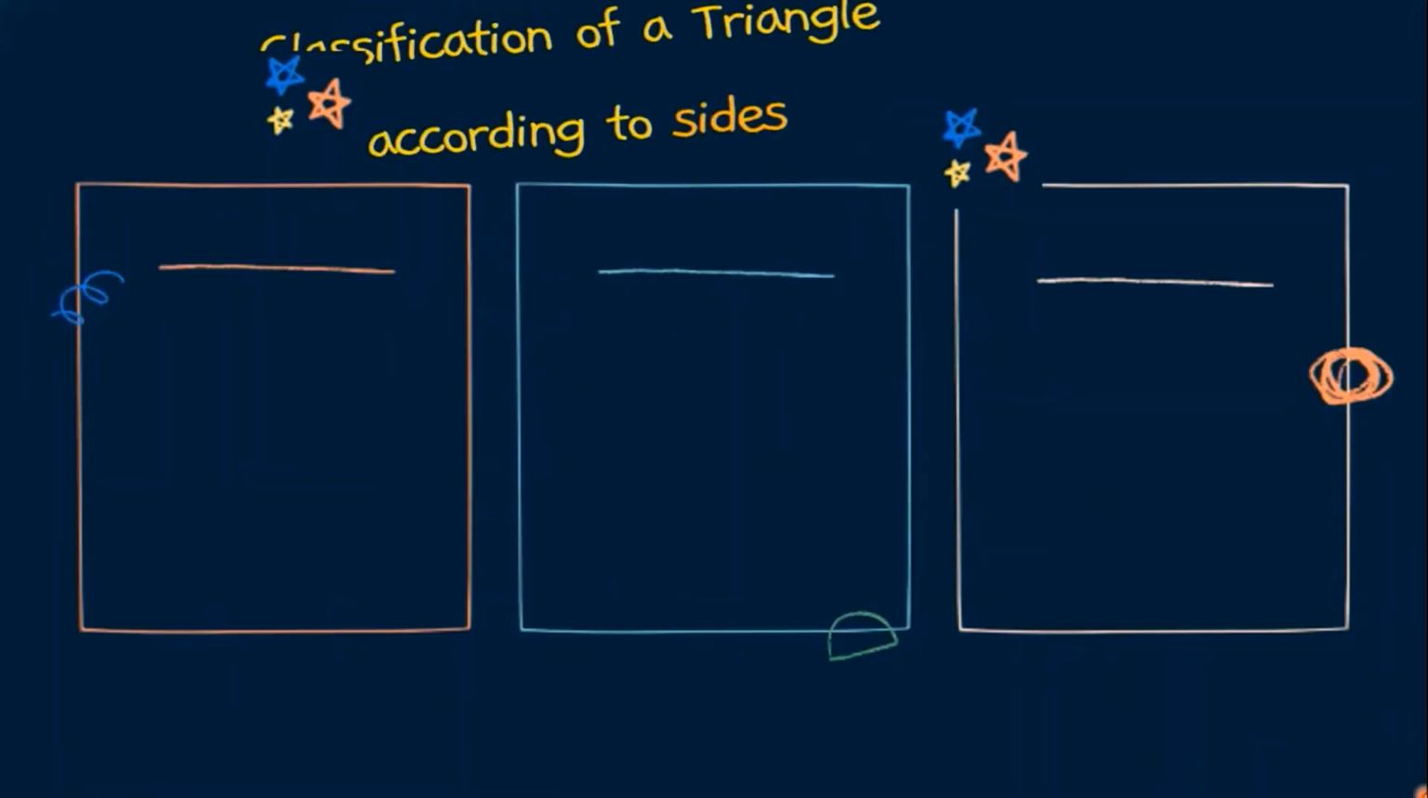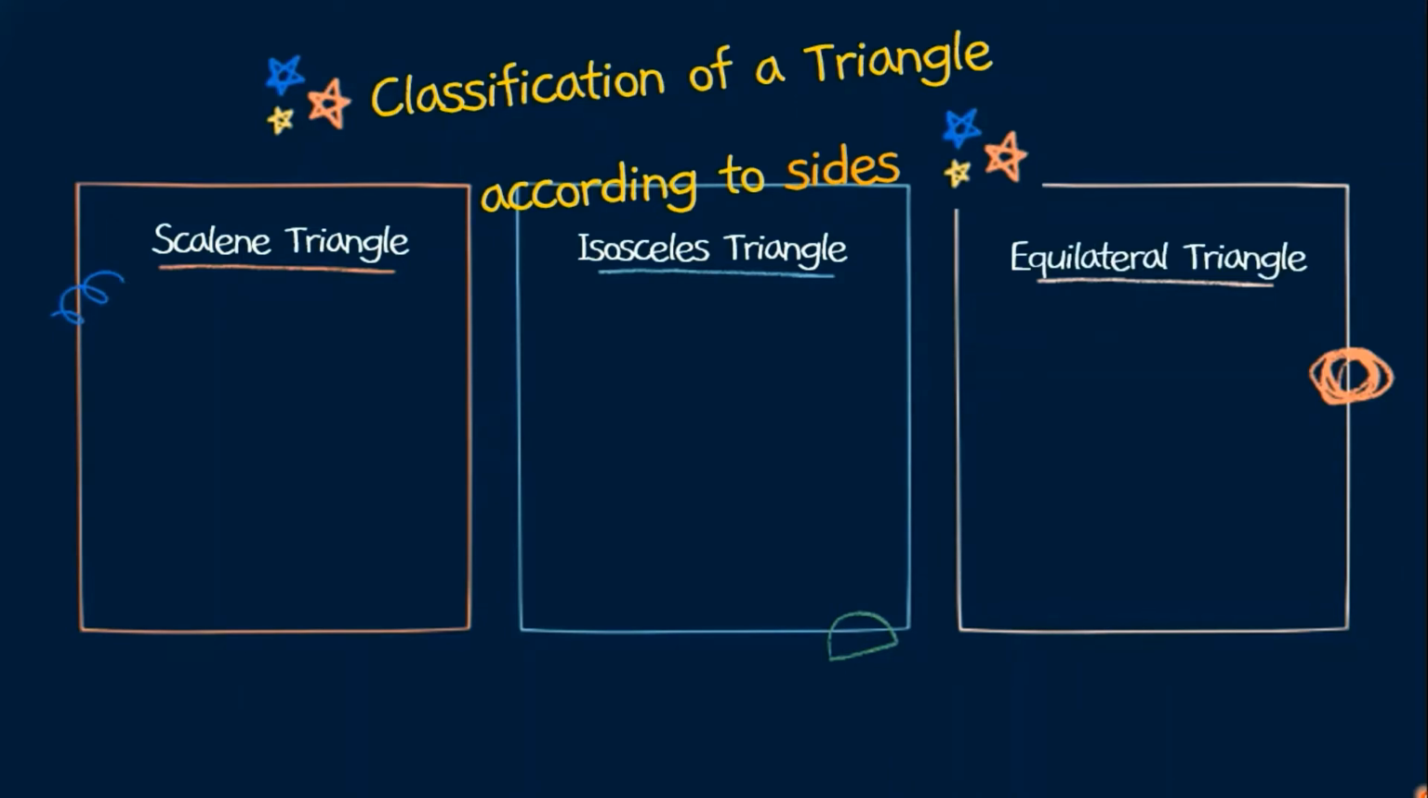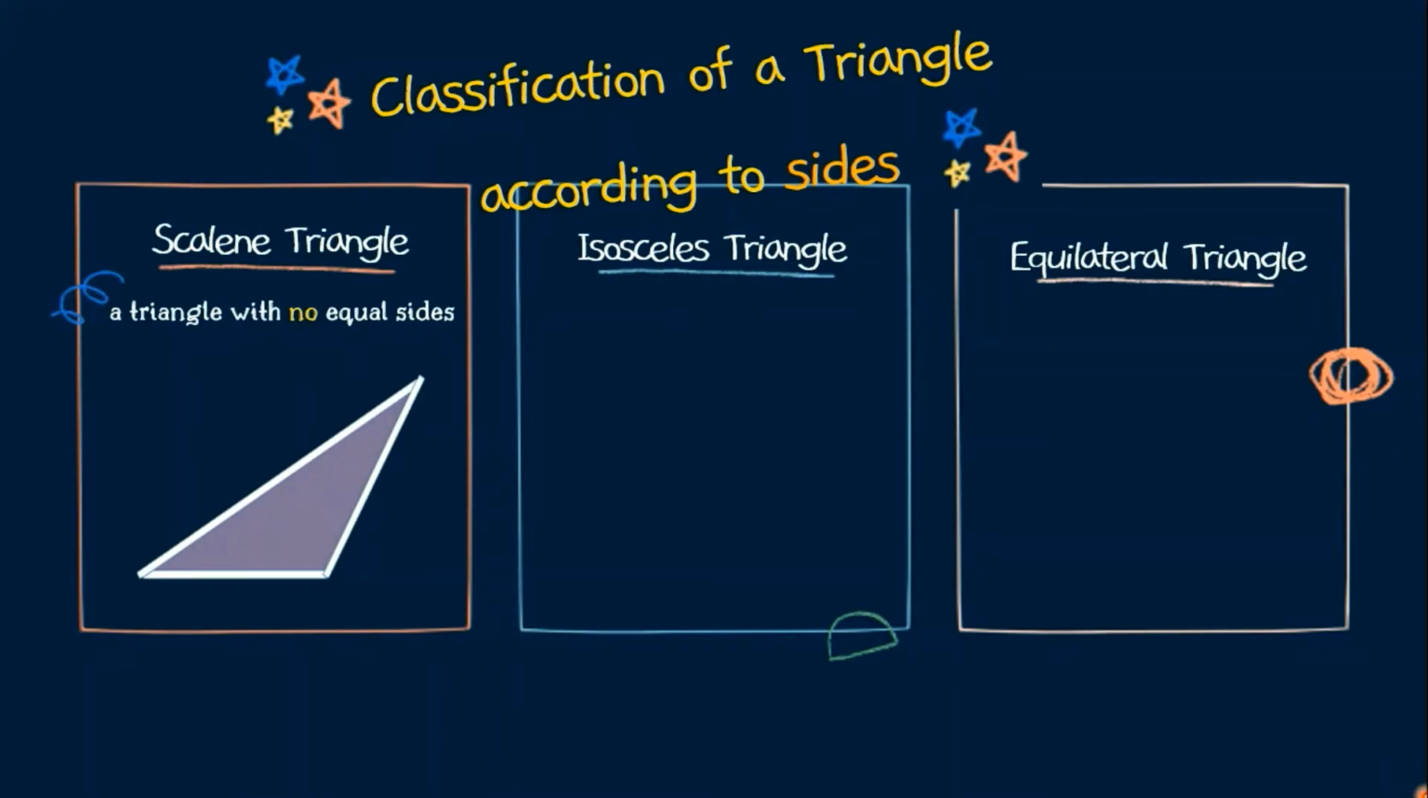Next, we have the classification of a triangle according to its sides. We have three. Una ay Scalene Triangle. We also have the Isosceles Triangle and the Equilateral Triangle. A scalene triangle is a triangle with no equal sides. This is an example of a scalene triangle.